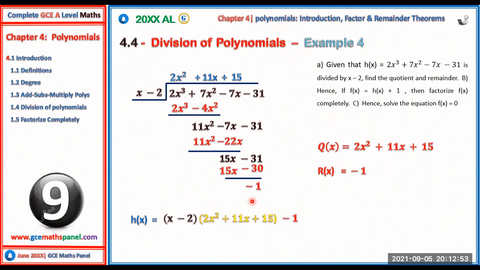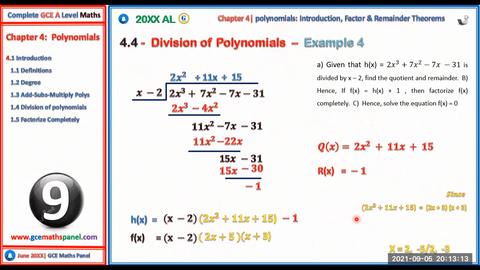For us to have our f of x, we have to say h of x plus 1. If you add plus 1 here, we'll be left with only these two brackets, which when factorized is the final result that we'll have, as a product of 3 linear factors. And why do we have it in this form? This is because this is a quadratic, and when you factorize, this is what we will have.